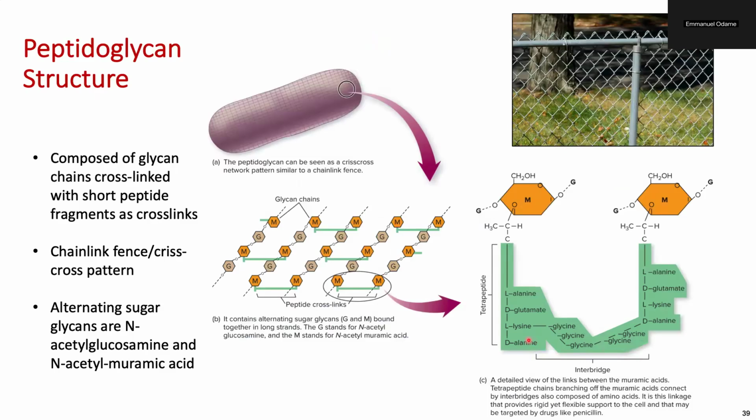So now we've moved past the cell wall, and now we have to also talk about the peptidoglycan structure. The peptidoglycan structure basically comprises glycan chains, which are cross-linked with short peptide fragments, as you can see from here. They are just connecting to each other. The peptides are just cross-linking to each other, as you can see from here.